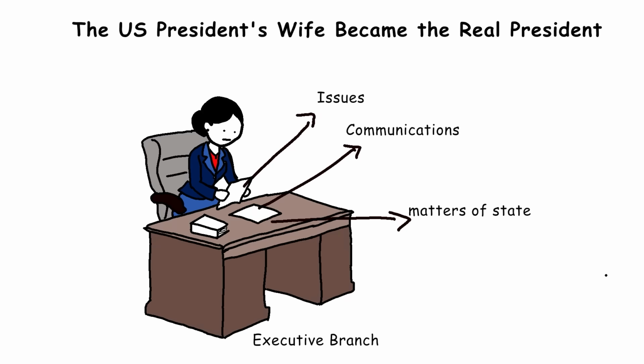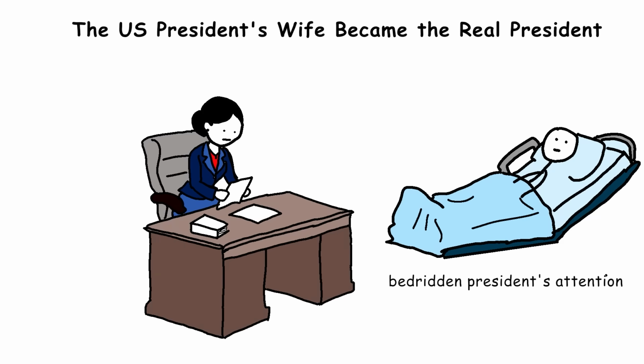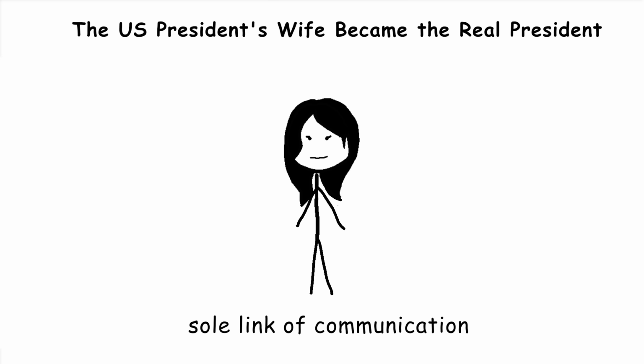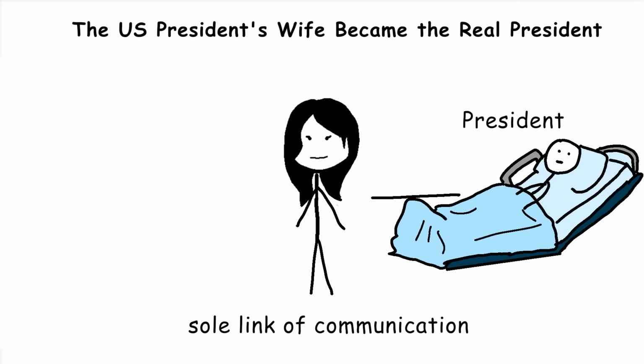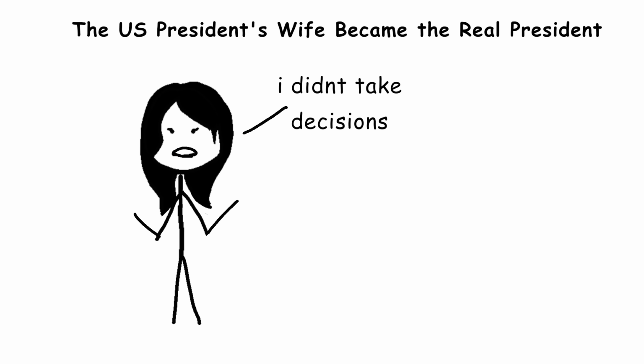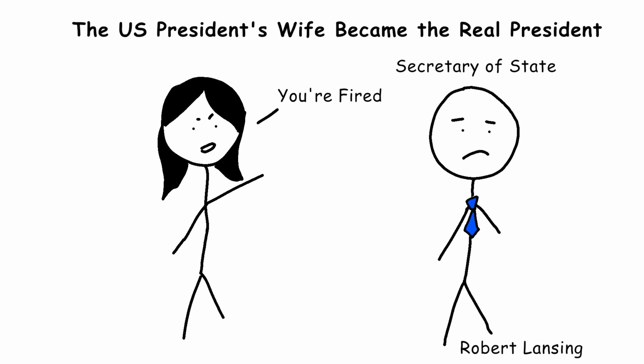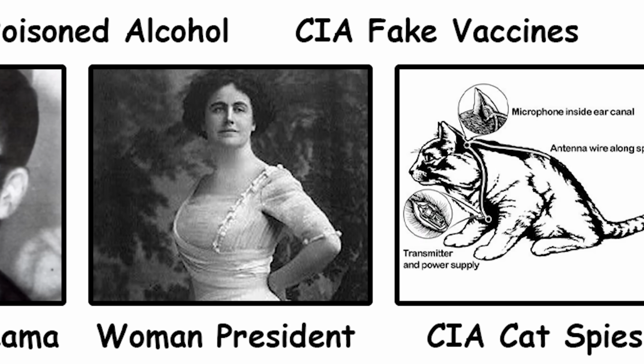She took control of many of the day-to-day functions of the executive branch, deciding which communications, issues, and matters of state were important enough to bring to the bedridden president's attention. For this reason, she required that all members of the cabinet send urgent matters, memoranda, correspondence, questions, and requests to her. In this way, she became the sole link of communication between the president and his cabinet. Even though she claimed that she didn't take any decisions herself, her role as a potential gatekeeper of info gave her lots of power and influence, and some suggest that she even successfully pushed for the removal of Secretary of State Robert Lansing.